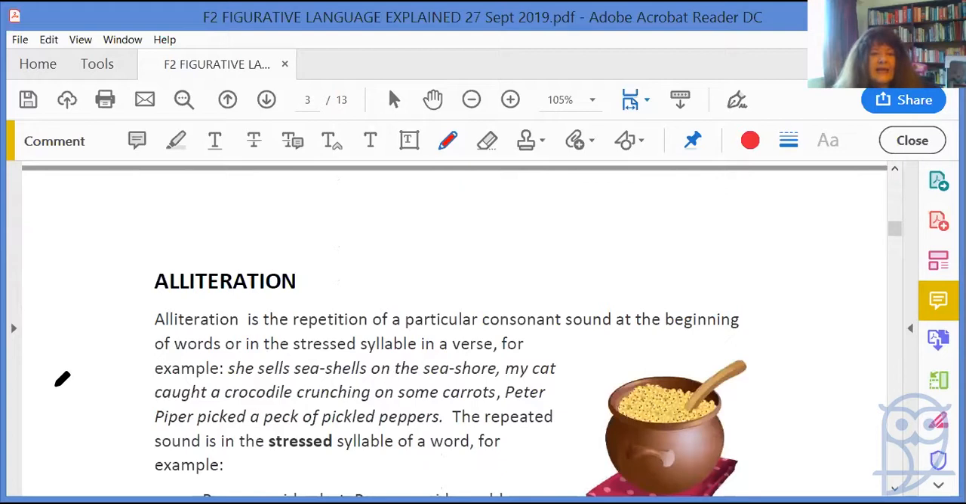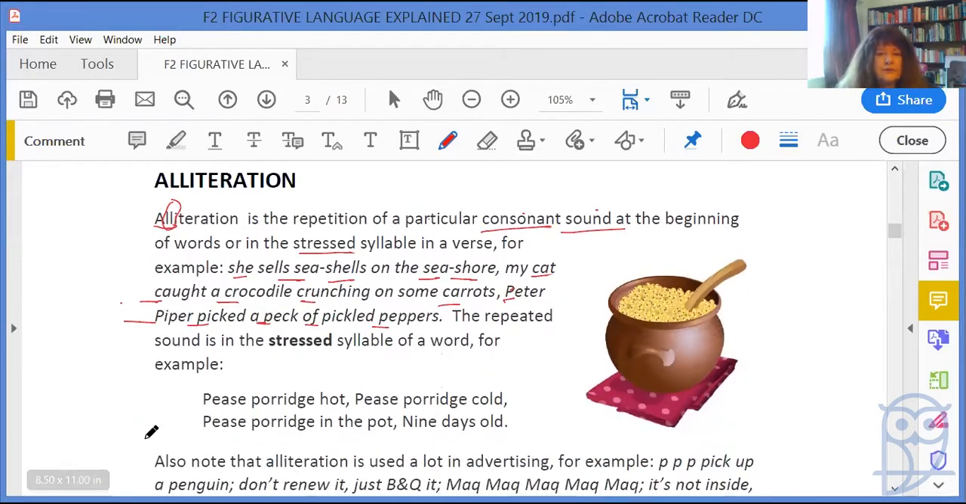The first one we're going to look at is alliteration. Remember, alliteration, it's got that double L, it's got the consonant. Alliteration is a repetition of a particular consonant sound at the beginning of words or in the stressed syllable in a verse. For example, what sound can you hear? She sells seashells on the seashore. So we've got the S sound and the sh sound. My cat caught a crocodile crunching on some carrots. We've got a C sound here. Again, it's alliteration because it's a consonant sound. And the usual one, Peter Pepper picked a peck of pickled peppers. We've got the P sound. Okay, so that's your alliteration.